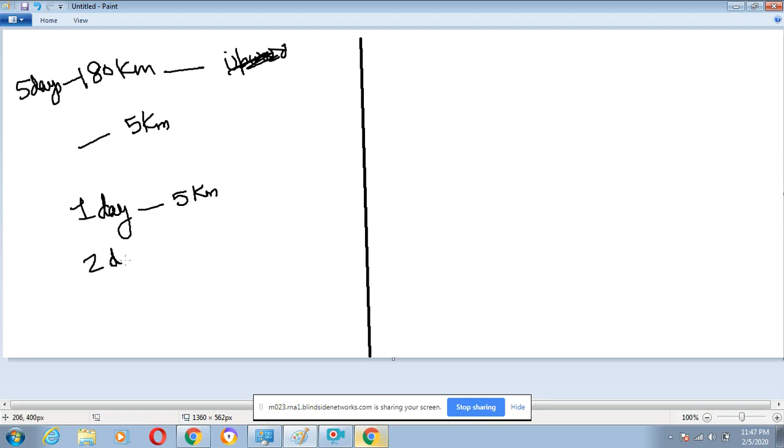Second day, what does he say? Can you read the second line again? He cycled 5 kilometers more than the previous day. Every day he cycled 5 kilometers more than the previous day. Okay, I don't know how many kilometers he cycled on the first day. Let me take it as x. So next day I know is x plus 5.